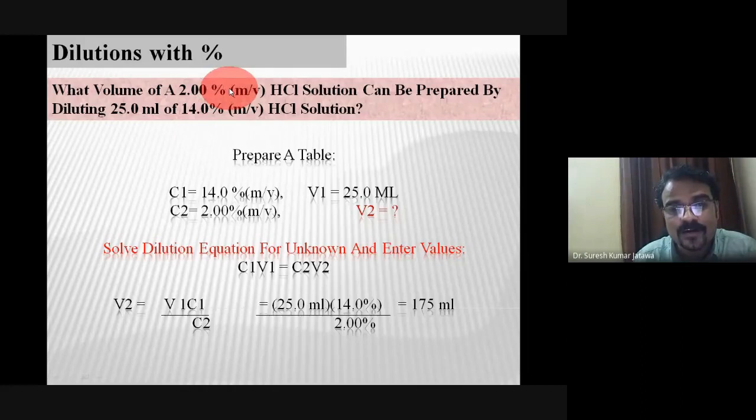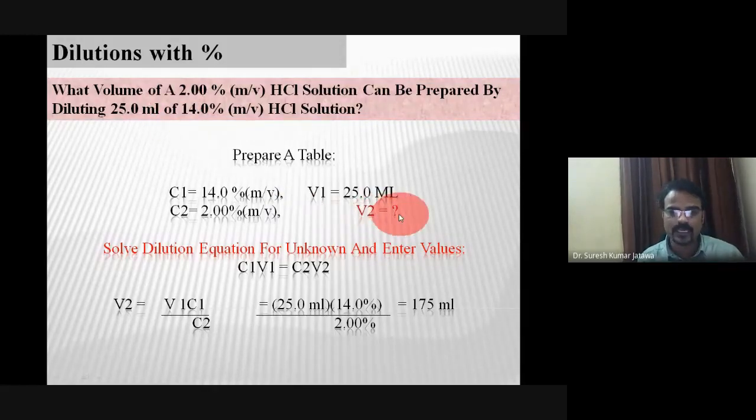So it is your C2. It is the concentration of your final solution, and you want to make it from 14% mass by volume HCl, of volume 25 ml. You are taking 25 ml from this solution. This is 14%, and you want to make 2% mass by volume. What is the value of V2? So V2 has to be calculated. Solve the dilution equation for the unknown.